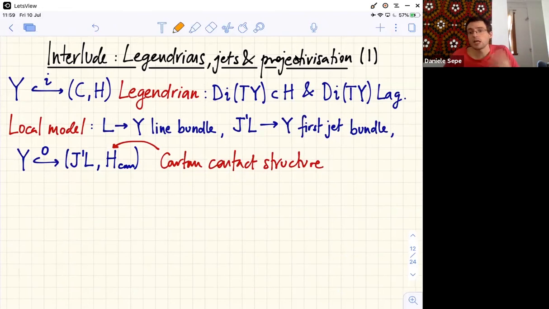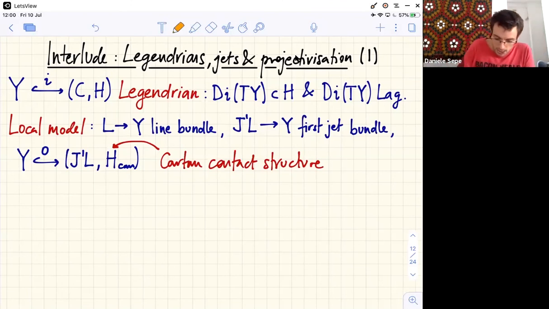Okay? So if you ask contact topologists, they love Legendrians. Legendrians are brilliant. In three dimensions, Legendrians are essentially closed, Legendrians are knots. So wow, happy times. And you can prove a Weinstein-type neighborhood theorem for Legendrians that involves something called the first jet bundle. So you have to fix a line bundle. Okay, in this business, you have to fix a line bundle.